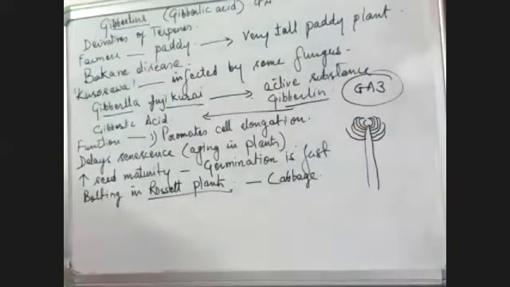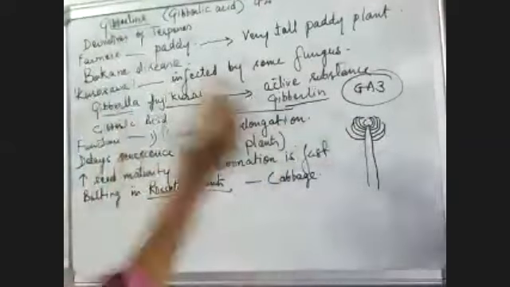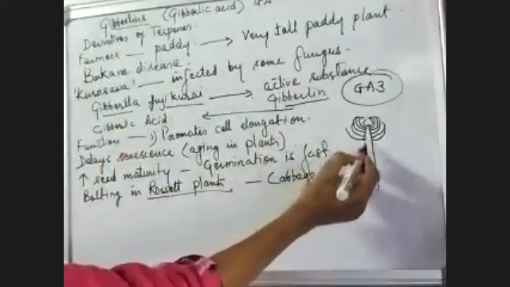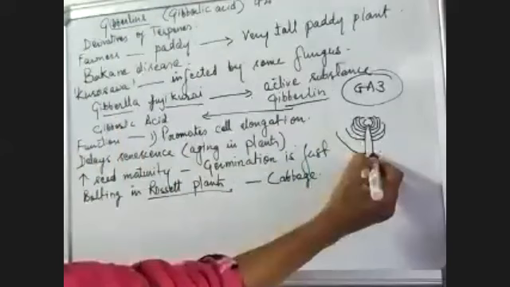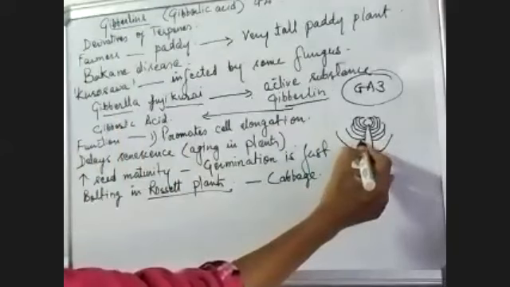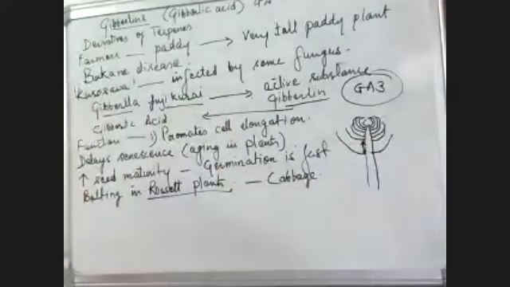So bolting is increasing the internodes. By the effect of gibberellins, if this is one node, another node will be produced here and another leaf will develop from here. That means this internode has been increased. This increase in the length of the internode is known as bolting, and this bolting is due to the effect of gibberellins.